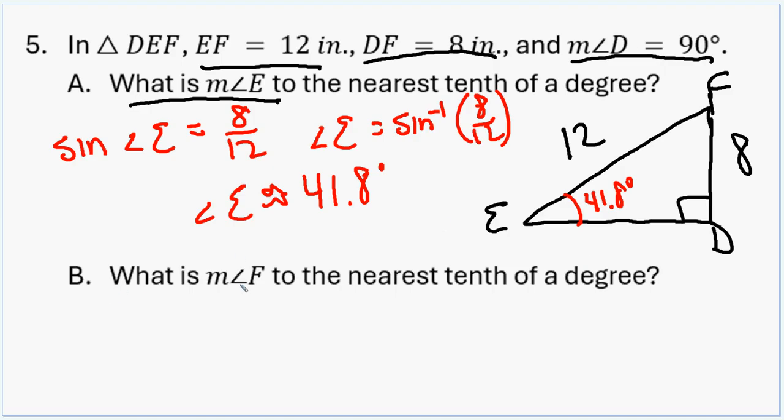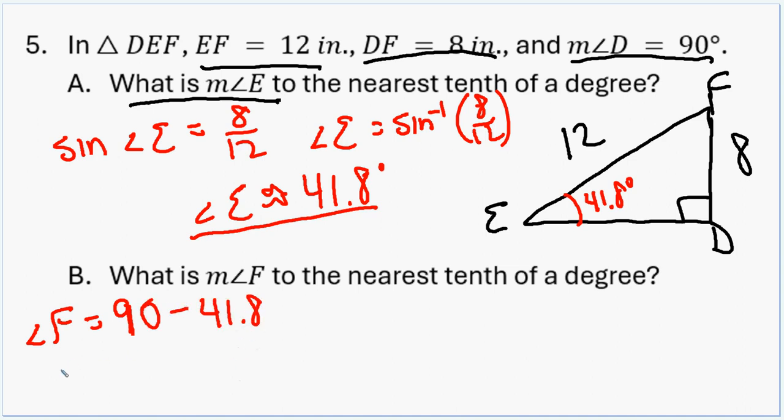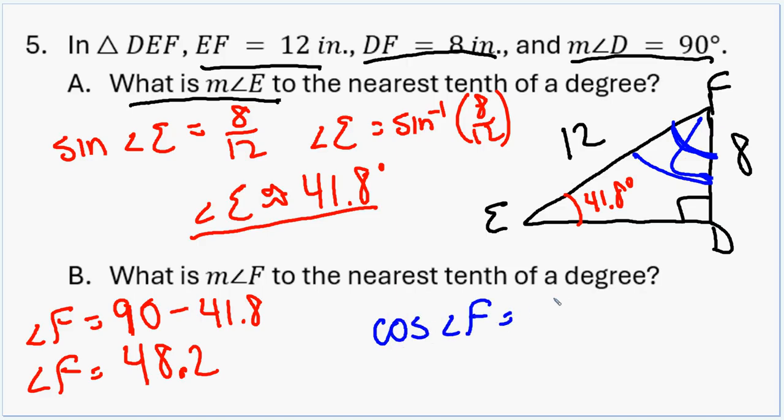Now in the next one, what is F to the nearest tenth? If we're confident in our angle E, angle F is just 90 minus angle E, which would be 90 minus 41.8. And then angle F is 48.2. The other way we could have done that, up here at angle F, we have the adjacent, we have the hypotenuse. We could have done the cos of angle F is 8/12, and then cos inverse, and we should have got the same 48.2 degrees.